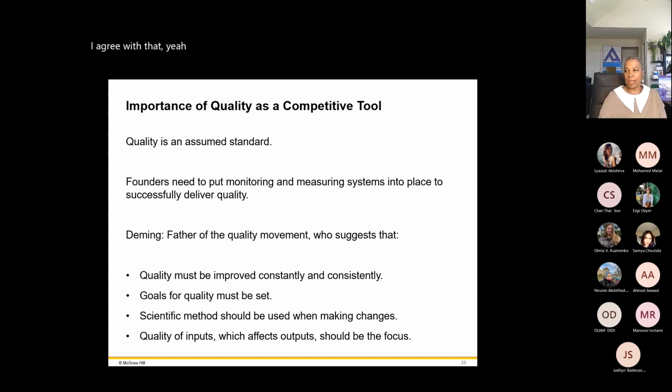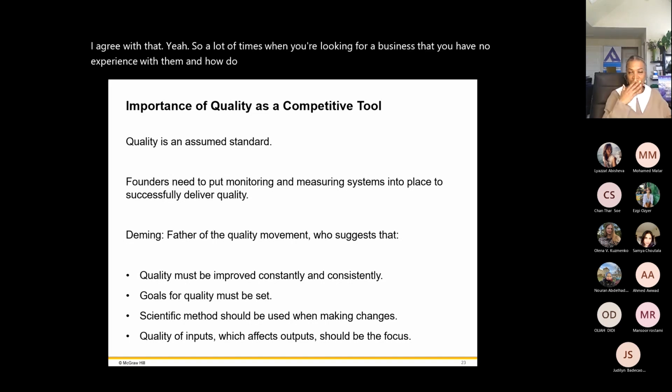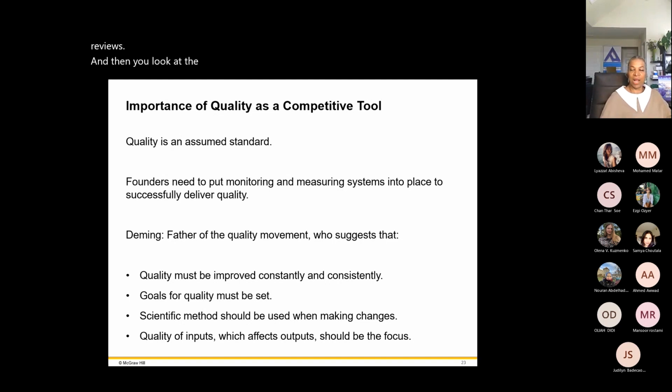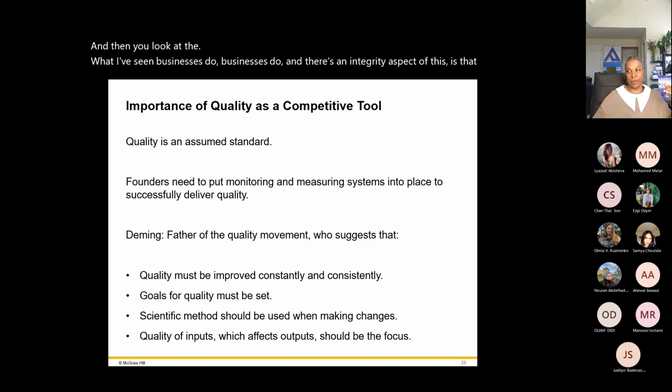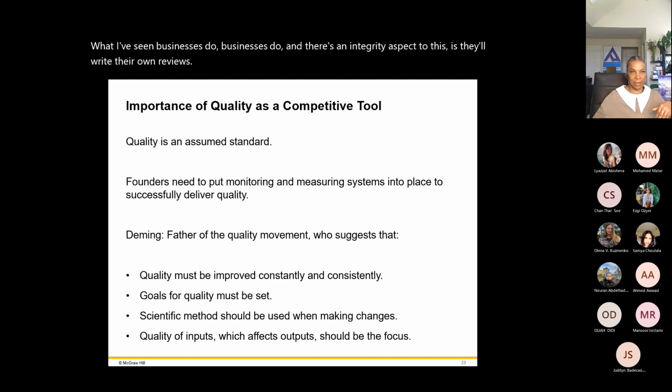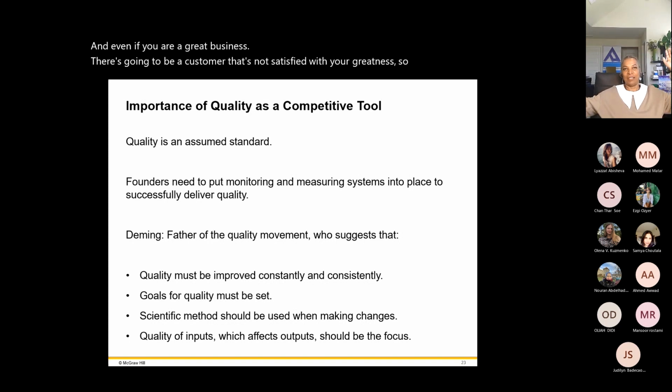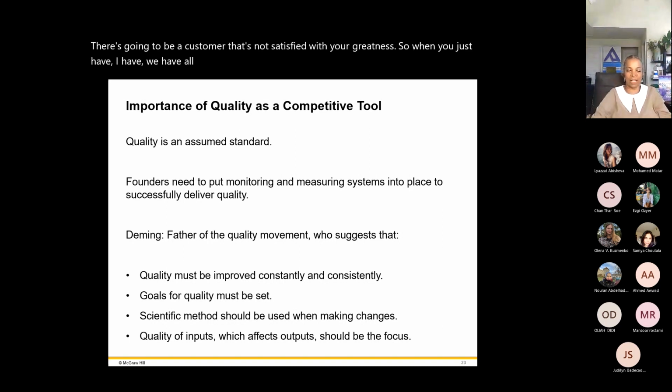So a lot of times when you're looking for a business that you have no experience with, how do you know if you should go to that business? Well, you look at the reviews. What I've seen businesses do, and there's an integrity aspect to this, is that they'll write their own reviews, and all the reviews are great. Even if you are a great business, there's going to be a customer that's not satisfied with your greatness. So if I've got 1,000 reviews and they're all 5 stars, that should be suspect, right?